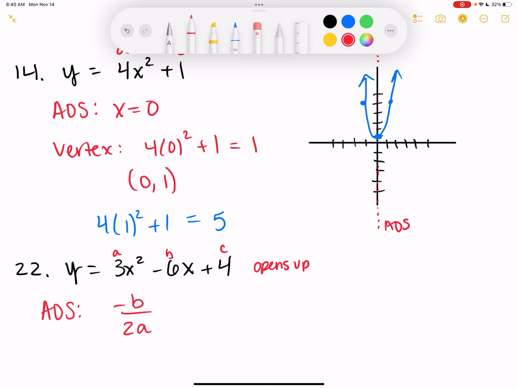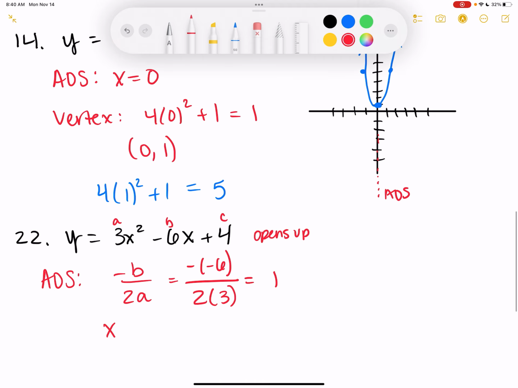So we have -6 over 2 times a is 3. So the two negatives cancel and become positive. So then I have 6 over 2 times 3 is 6. So that's going to be 1. So my axis of symmetry is at x equals 1.